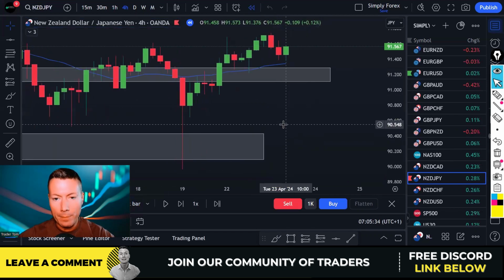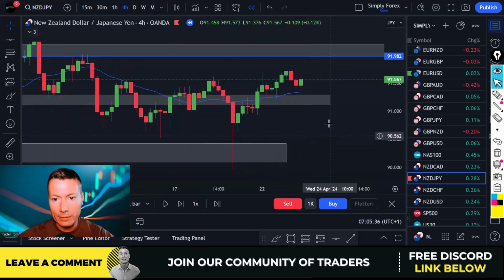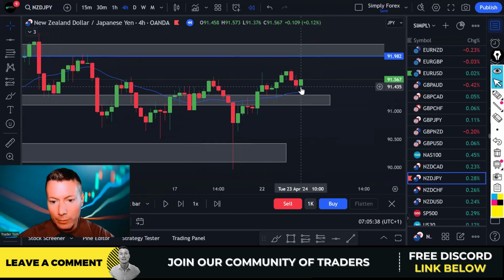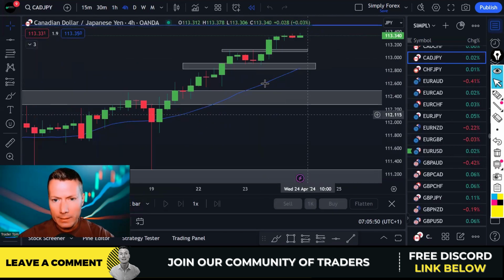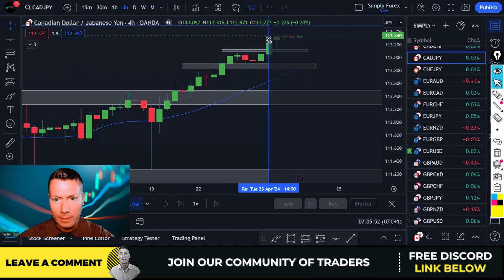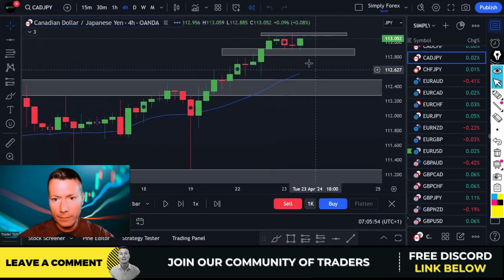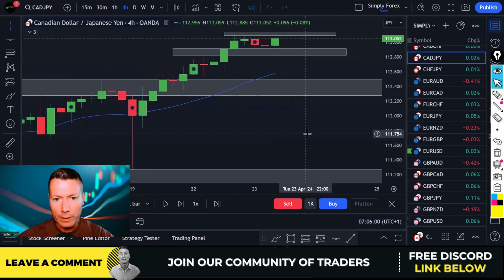All right, so I've gone back in time to my entry candle. And as you can see, guys, if you look down the bottom of the screen, that's Tuesday the 23rd at 10 a.m. All right, I'm going to do the same now on CAD Yen because we're going to analyze CAD Yen first. Okay, so I'm going to go back in time. Okay, and again, if you look at the bottom of the screen, you can see Tuesday 23rd, 10 a.m. This is the same H4 candle.